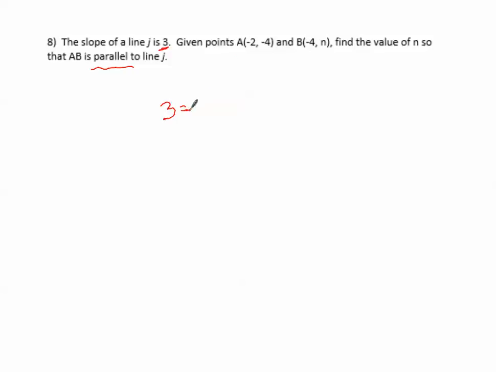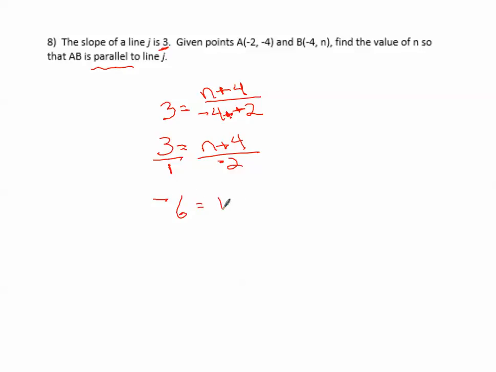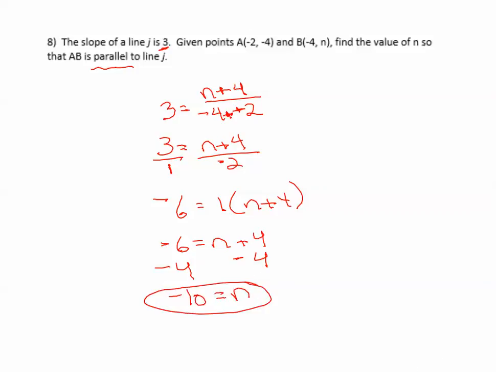So 3 is equal to y2 minus y1, so n minus negative 4, and then x2 minus x1, so 3 equals n plus 4 over minus a negative, so these become like pluses, so negative 2, put that over 1, cross multiply, 3 times negative 2, 1 times n plus 4, still n plus 4, subtract 4, so n is equal to negative 10. All right, good job.